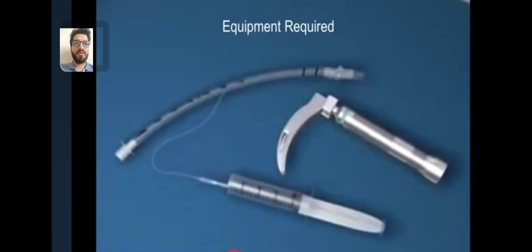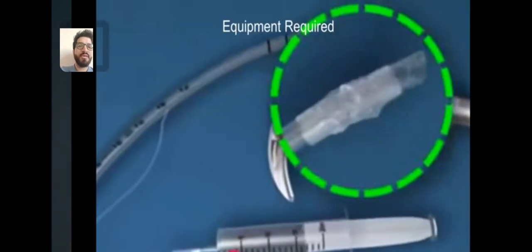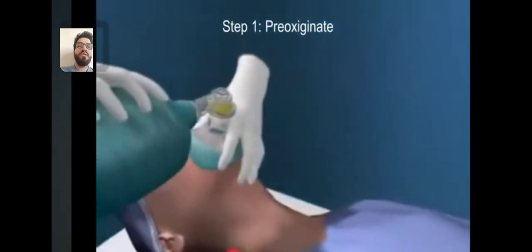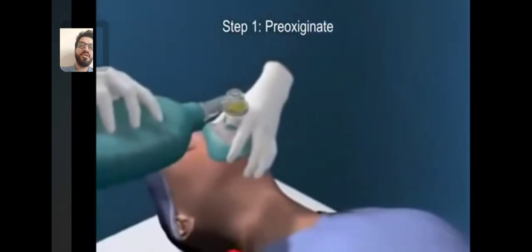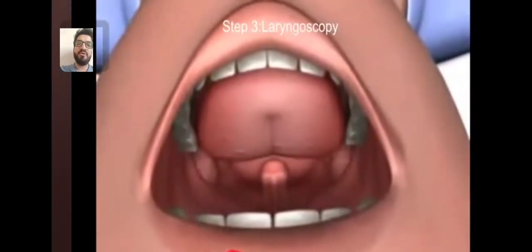So now we will give an overview of the process that we have discussed. Firstly, we have to check that all the required equipment is available and functional. We can check the cuff as well. Firstly, we need to pre-oxygenate the patient. This will create a reservoir of gas inside the lungs, so that during the time used for intubation, that oxygen will be used.